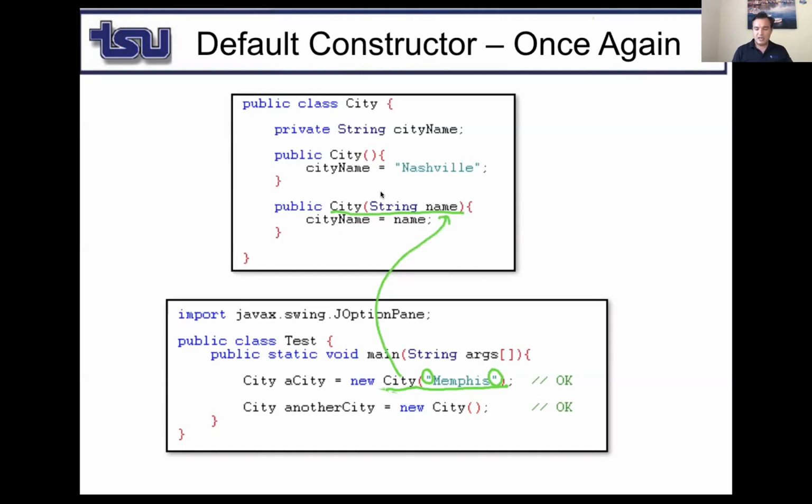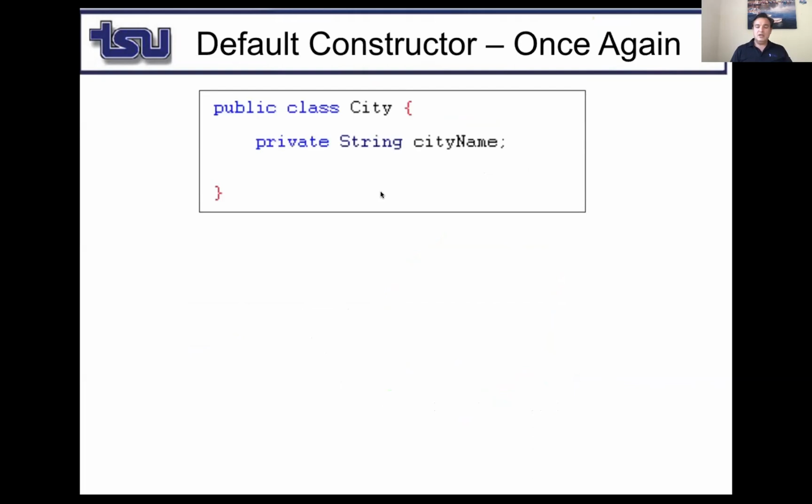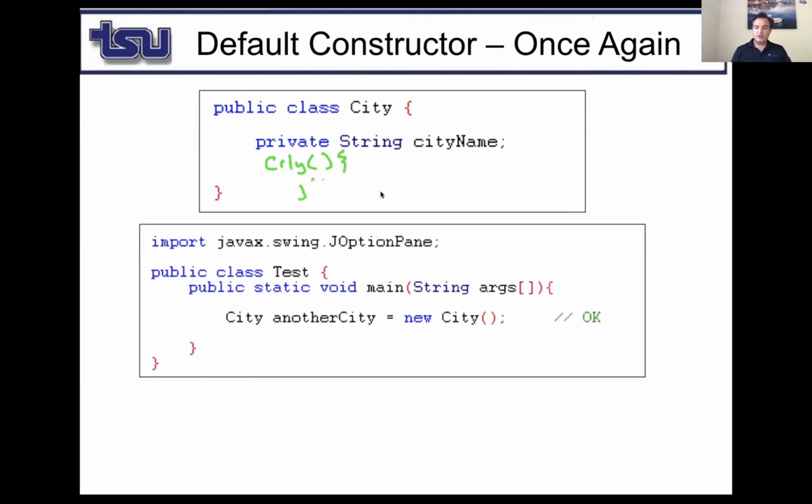In this one, I am making a call to default constructor city. Do I have a default constructor? Yes. And this will make a call to this one. No problem. How about this one? Does it have any constructor? No. Therefore, Java is going to go and create a default constructor for us. It will be something like this. It will not do anything. And therefore, this will be okay, because when I make a call to this, it will go and call that.